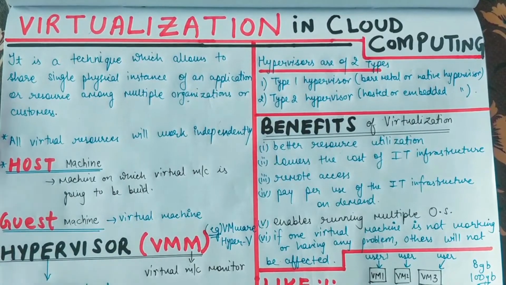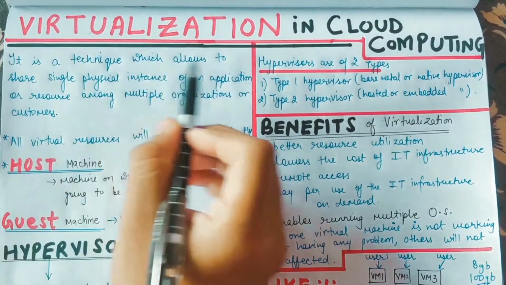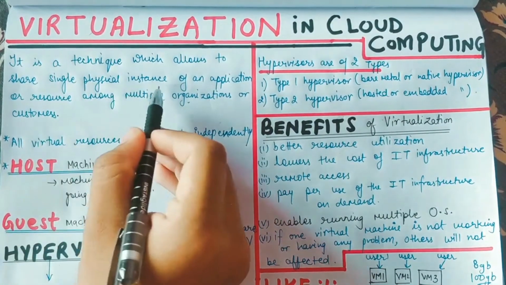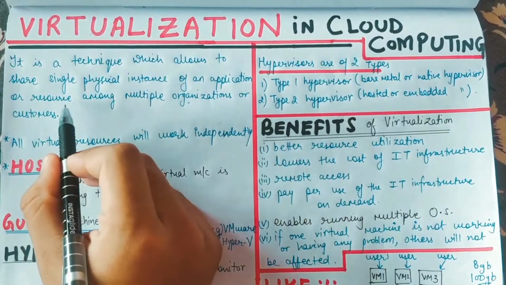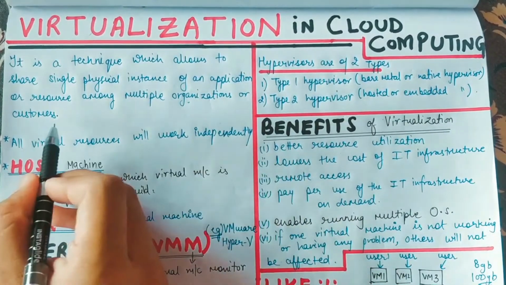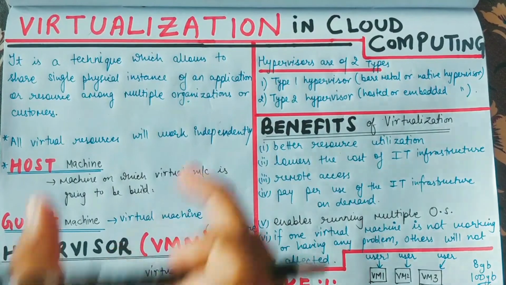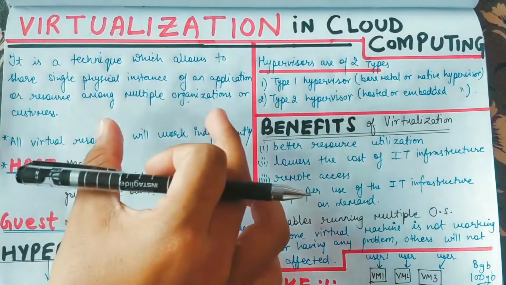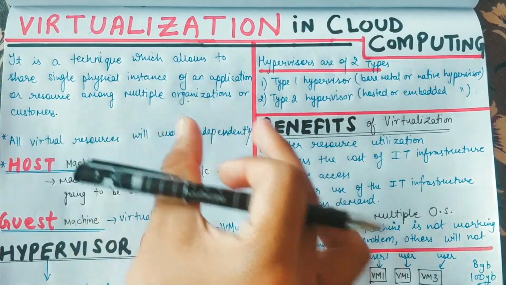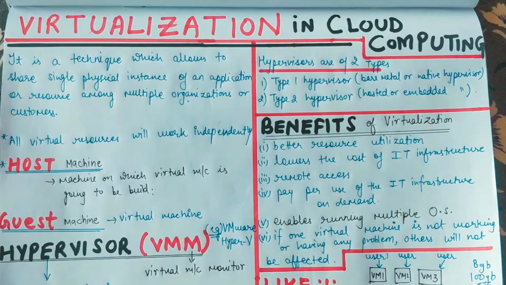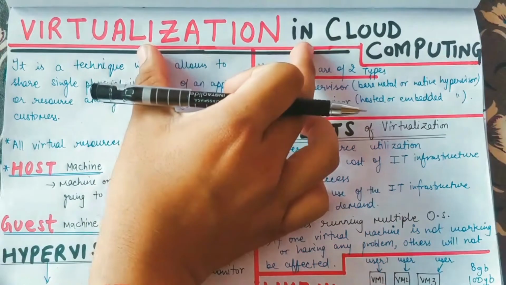Now guys, let's see the definition. So it is a technique which allows to share the single physical instance of an application or resource among multiple organizations or customers, okay? So with the help of this virtualization concept, we can create multiple virtual machines or virtual resources, okay, and then we can give it to customers or the organization. So in this way, the concept of virtualization happens.